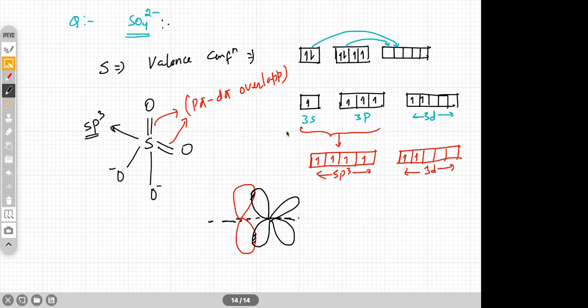To form a sigma bond with S, if SD overlap is there, then it can form a sigma bond. But we do not have SD overlap, so it won't form.